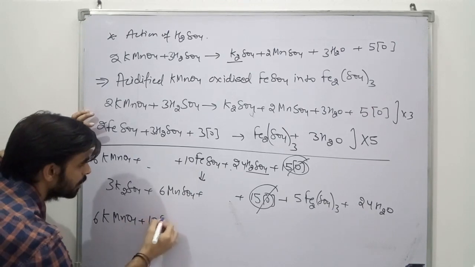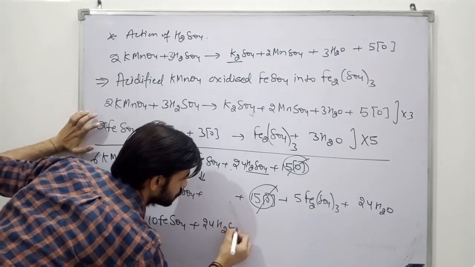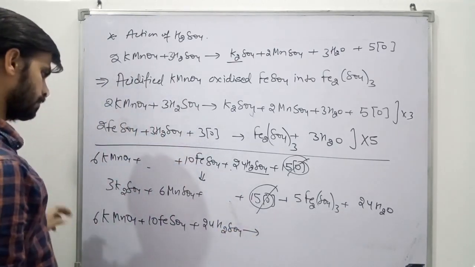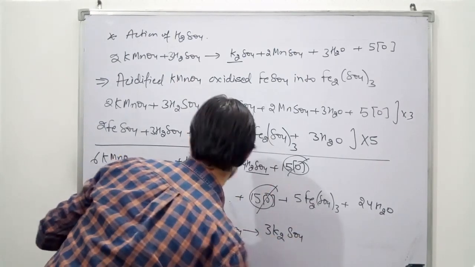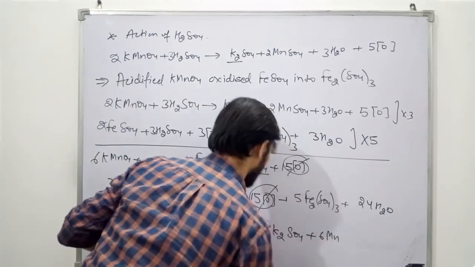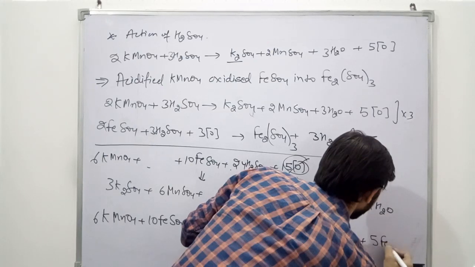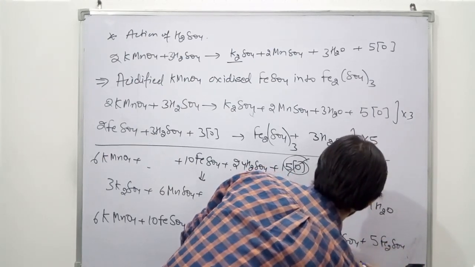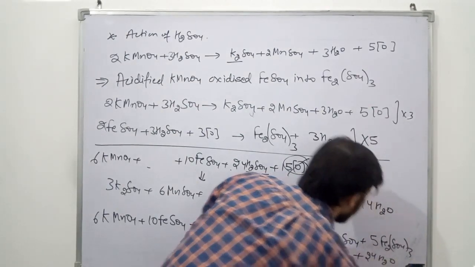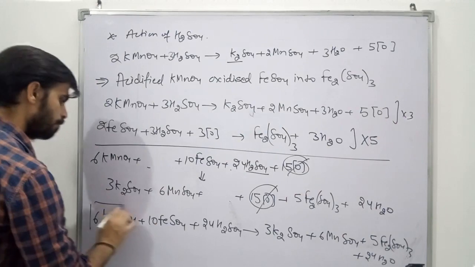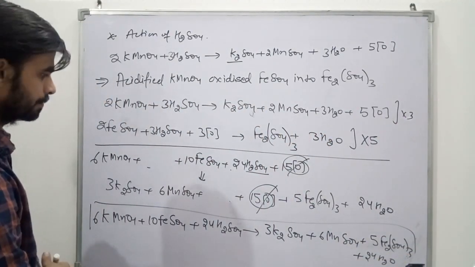So here we have your final molecular equation: 6KMnO4 plus 10 FeSO4 plus 24 H2SO4 gives 3 K2SO4 plus 6 MnSO4 plus 5 Fe2(SO4)3 plus 24 H2O. This is your balanced molecular equation.